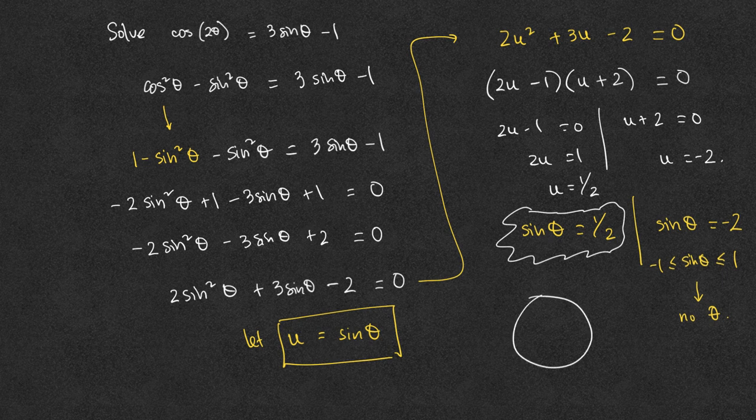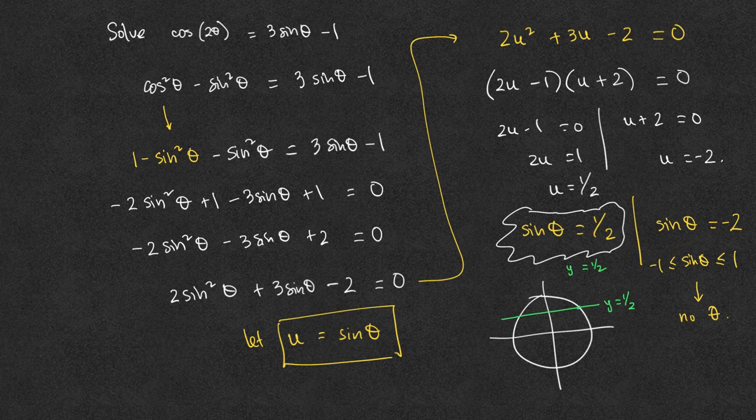To solve this equation, we go to the unit circle. On the unit circle, sine of theta is defined to be the y-coordinate, and we replace sine of theta with y. So this is y equals 1/2. So we draw a horizontal line, y equals 1/2.